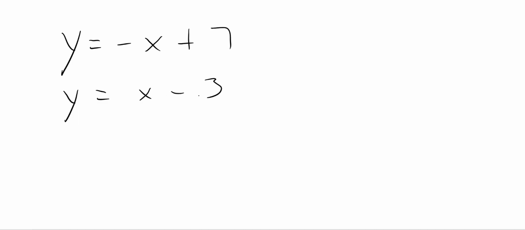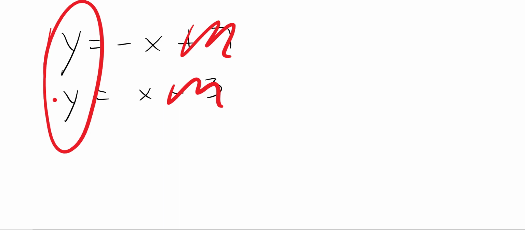So let's do another one. How about y is equal to negative x plus 7 and y is equal to x minus 3. Okay, so remember what I told you. I don't care about that. I don't care about that. This is already solved for y, which is important. If it's not solved for y, you've got to do that. We're going to do a couple problems like that in a second, but you're just looking at the slopes.